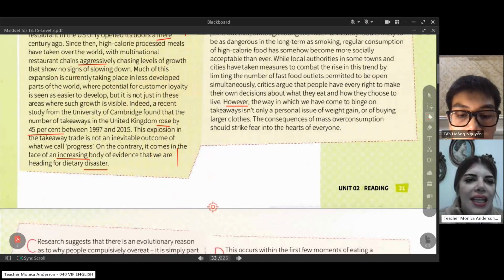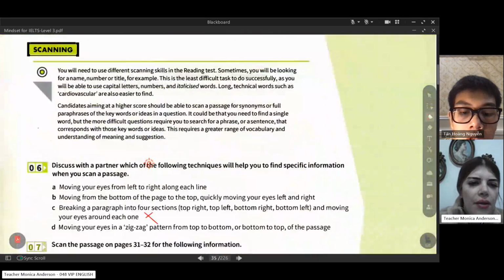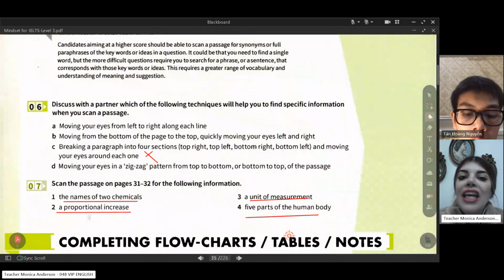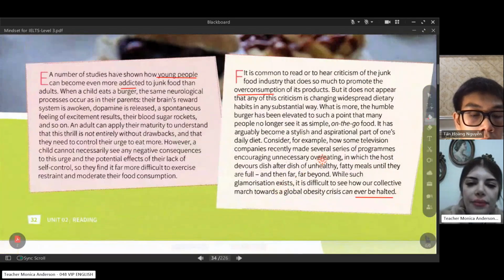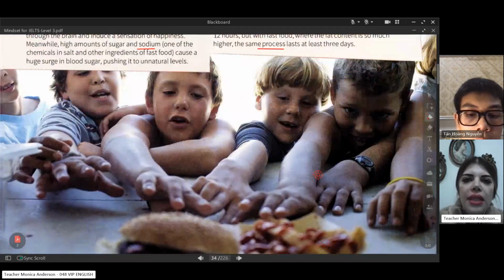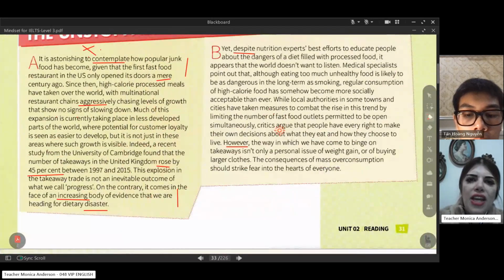Okay, well, let's keep going. So, the third one: a unit of measurement, like kilogram, meter, centimeter, calorie. Let's find it. Okay, from the beginning, paragraph A, no. B, can you find something in paragraph B or no?